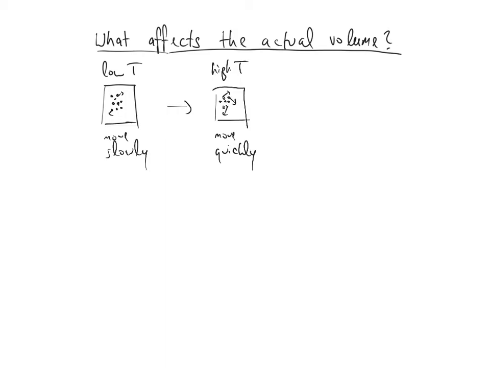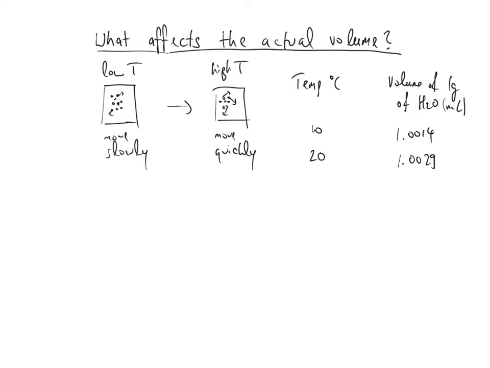Now let's take a look at some data. If I look at temperature in Celsius versus volume of 1 gram of H2O in milliliters, then I can see at 10 degrees I have 1.0014 milliliters. At 20 degrees, for example, I have 1.0029 milliliters. At 30 degrees, I have 1.0054 milliliters. So as the temperature increases, the volume of 1 gram of H2O increases. So larger volume at larger temperature. And that should make sense to us.